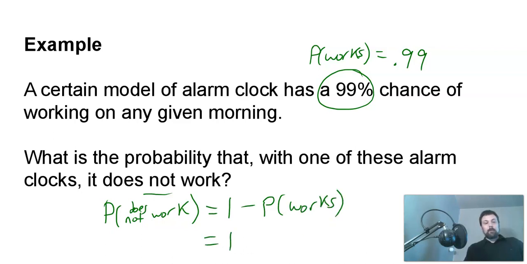So I use a complement not because it's fewer probabilities to calculate, but because the probability I'm being asked to find, I don't have numbers to calculate it either. But the complement is a probability that I do have, right? So the complement is the probability that it does work, and that's given in the problem. So I'm using it because of the information I was provided. So it'll be 1 minus 0.99, which is going to be 0.01.